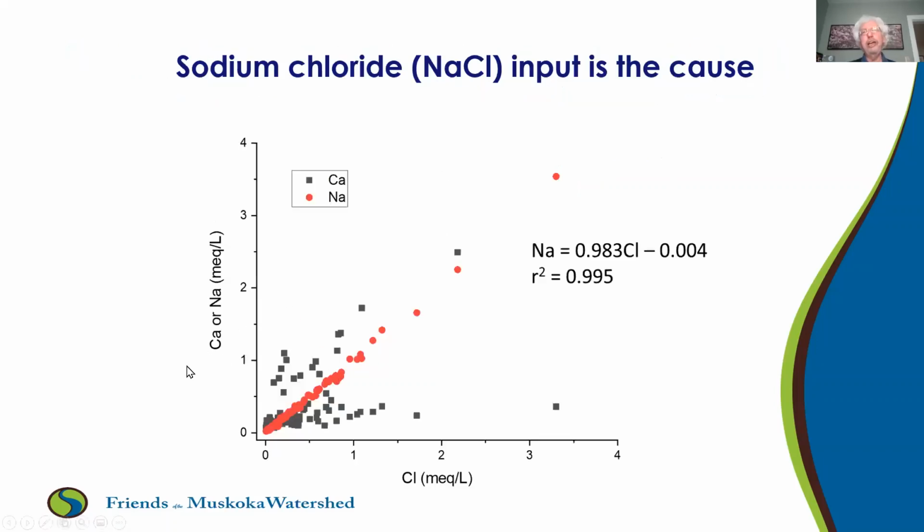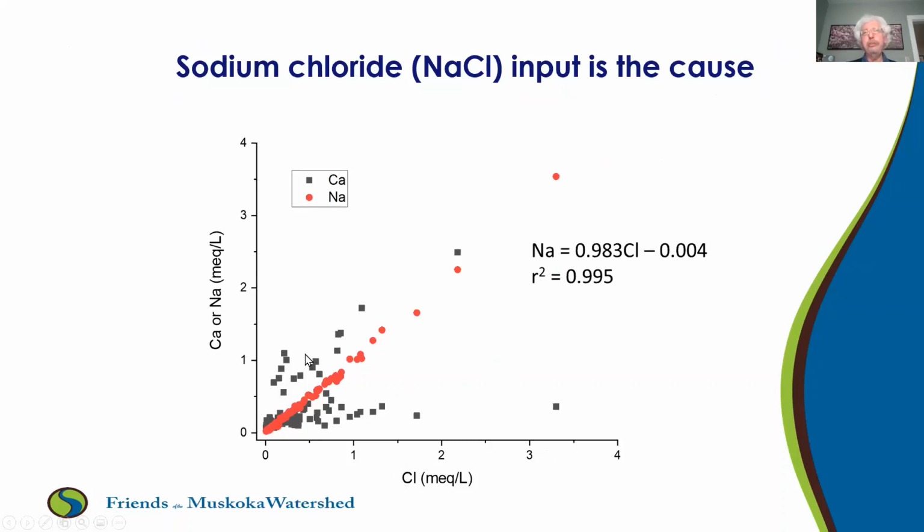If you ask, where's this chloride coming from, the first way to address that is to ask, what is it associated with? So here on this vertical axis are the calcium levels and the sodium levels associated with chloride in these 160 lakes sampled by the district.